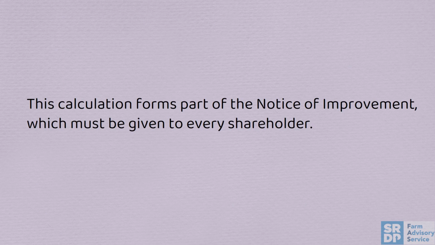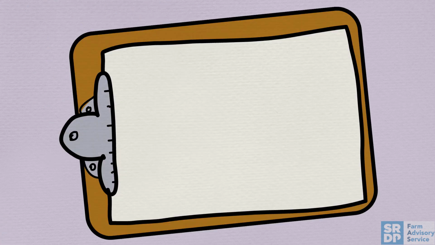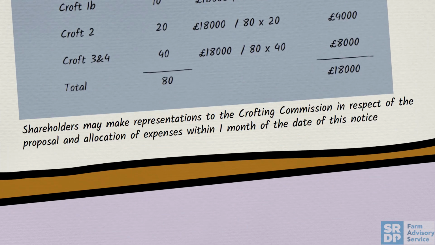This calculation forms part of the Notice of Improvement, which must be given to every shareholder. Here's an example of the Notice of Improvement. It lists the date, the type of improvement, the calculation that we've just done, and a note to say that shareholders can make representation to the Commission if they don't agree with the proposal, and they have a month in which to do so.